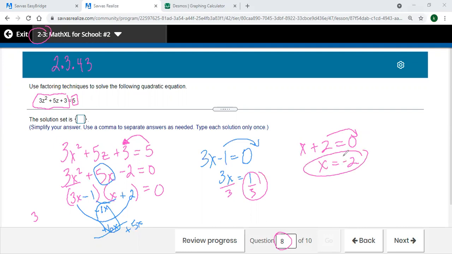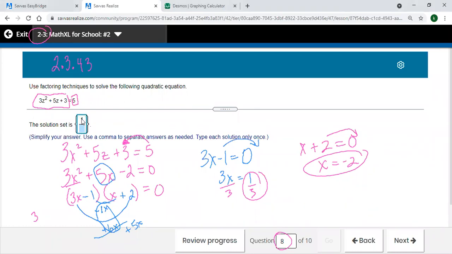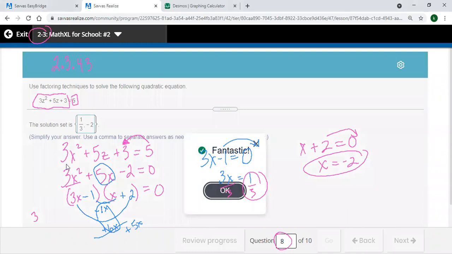So there's my 2 answers, and it says simplify them, use a comma to separate as needed, type each solution only once. So I've got a 1/3, comma, and a -2, and let's see how we did. That's all there is to that one.